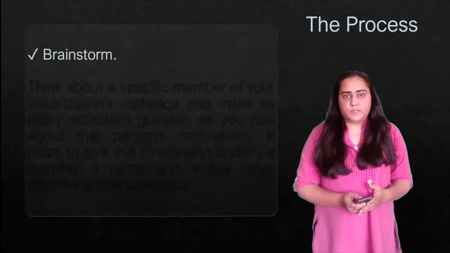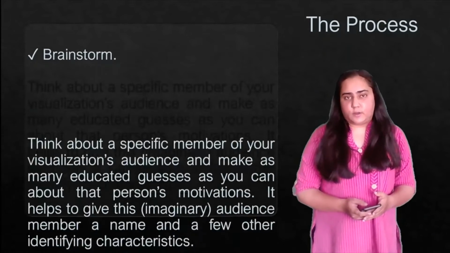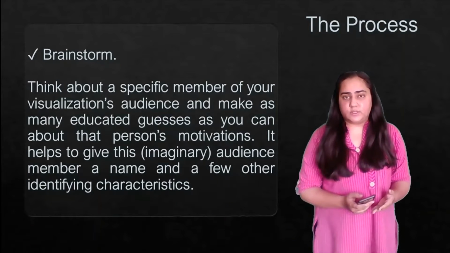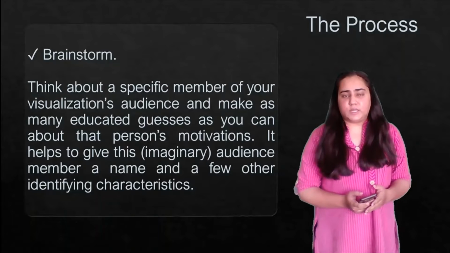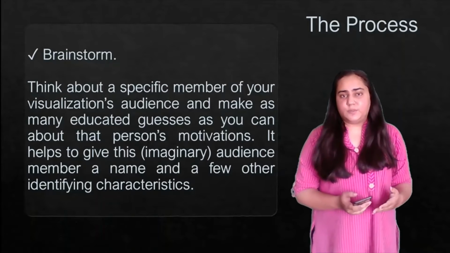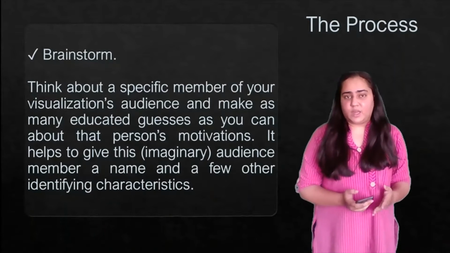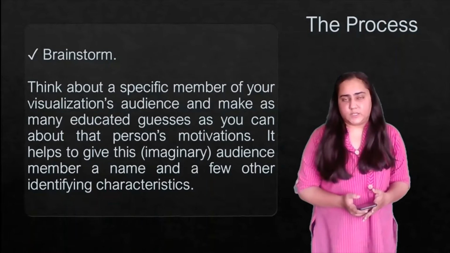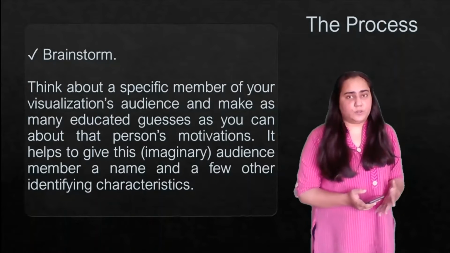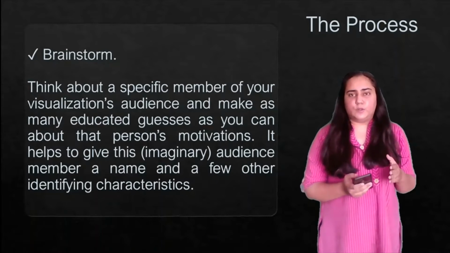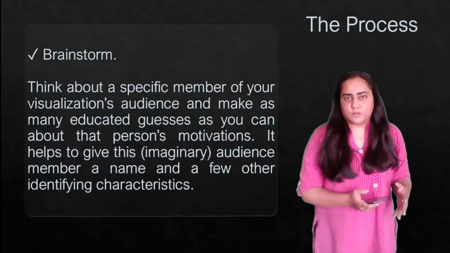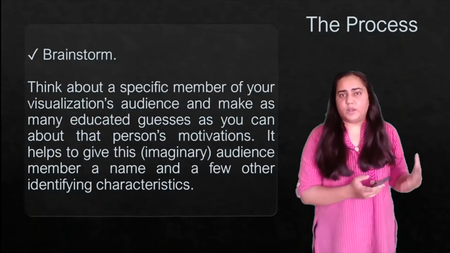So, what is the process for this? The first thing you would do is to brainstorm, which means you think about a specific member of your visualization's audience and make as many educated guesses as you can about that person's motivations. It helps to give this imaginary audience member a name and a few other identifying characteristics. So you could just imagine that you are building some visualization for a bunch of doctors. So when you're brainstorming, you don't just want to focus on a bunch of doctors or just think in general about doctors, but try to give a name to one audience member.